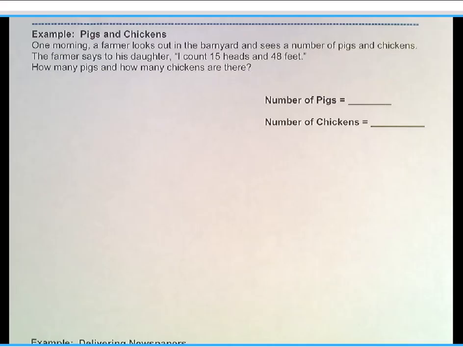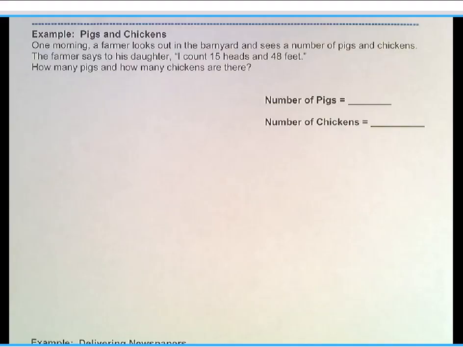One morning, a farmer looks out in the barnyard and he sees a number of pigs and chickens. The farmer says to his daughter, "I count 15 heads and 48 feet. How many pigs and how many chickens are there?" So they told you how many heads and how many feet.